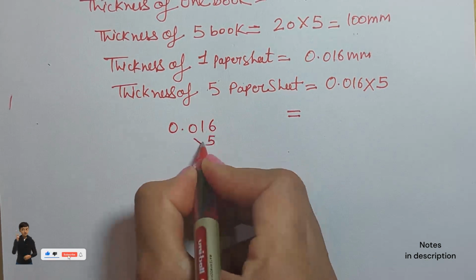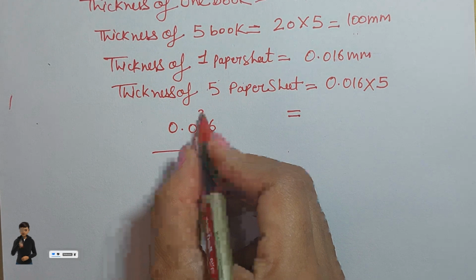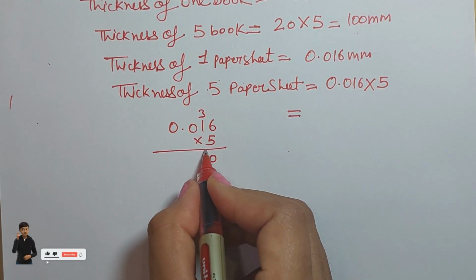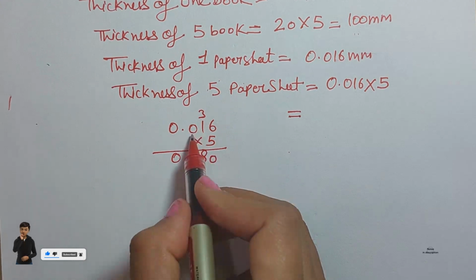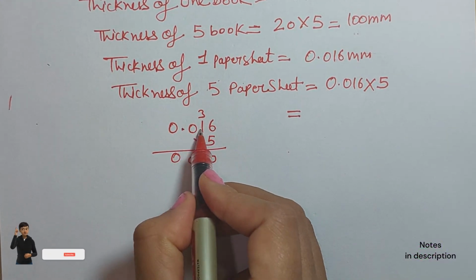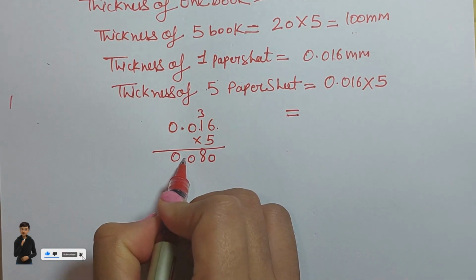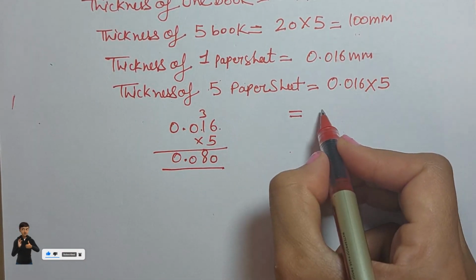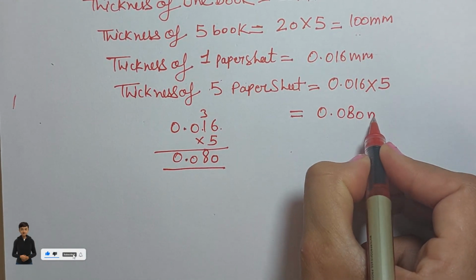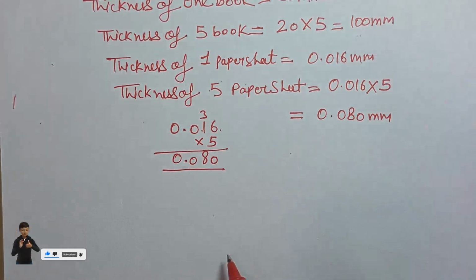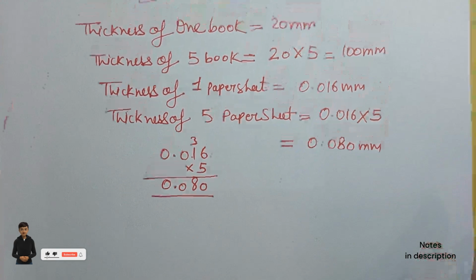0.016 multiply by 5. 5 6s are 30. Carry 3. 5 1s are 5, plus 3, 8. 080. And you have to just see how many digits are after the decimal point. 1, 2, 3. Then we count from the unit digit 1, 2, 3 and put the decimal point here. So what is the answer? 0.080 mm. Got it?